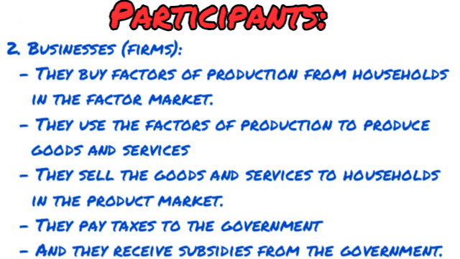So we say the businesses are also known as the firms. They buy factors of production from households in the factor market. They use the factors of production to produce goods and services. They then sell the goods and services to the households in the product market, which is also known as the goods market. And then they pay taxes to the government and they receive subsidies from the government.